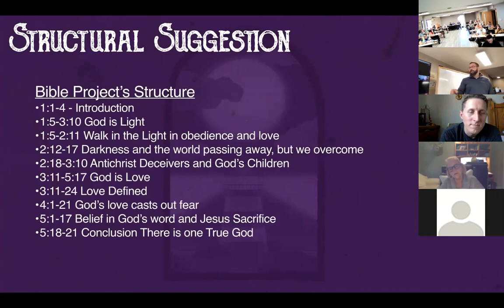Let's go to the next slide. So we're going to give you the basic structure of some guys we really like. It's the Bible Project. This is how they break it down.